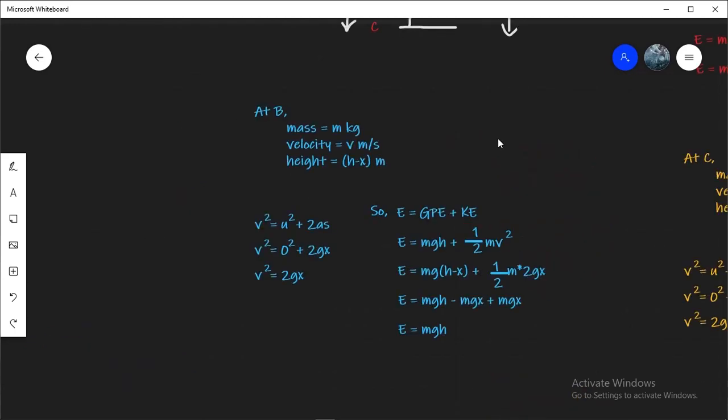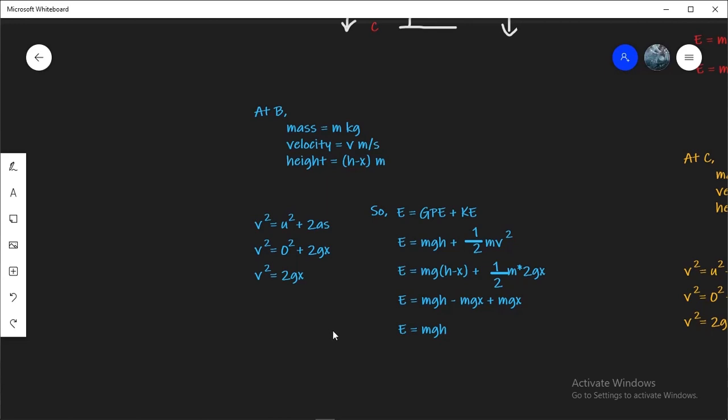At point B, the ball has fallen x meters from point A and reached a velocity of v meters per second. The height of the ball is now h minus x meters. Now let's consider the new velocity of the ball for a moment. We're all familiar with the motion equation v squared is equal to u squared plus 2as. Here the equation would stand to v squared equals 0 squared plus 2gx, which would give us v squared equals 2gx.